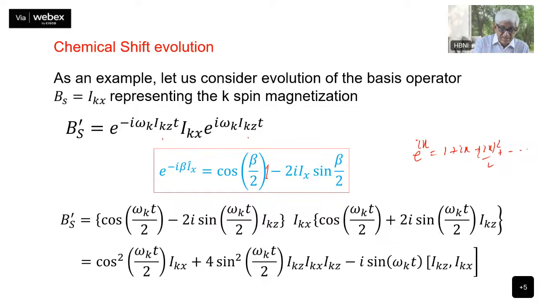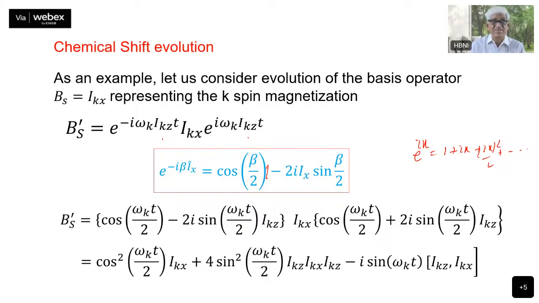So expanding this, when I write this, is that clear? Just look at it carefully. E to the minus i omega k Ikz t, Ikx, e to the i omega k Ikz t. Now the operator, I want to write in this form. The operator is Ikz here, and omega k t is equal to beta. So e to the minus i beta Ix, therefore I put this now down here. This is B s prime. First part is cosine omega k t by 2, that is cosine beta by 2. Of course, you have the unit matrix there, minus 2i sine omega k t by 2 Ikz.